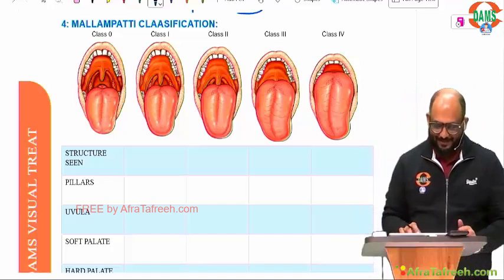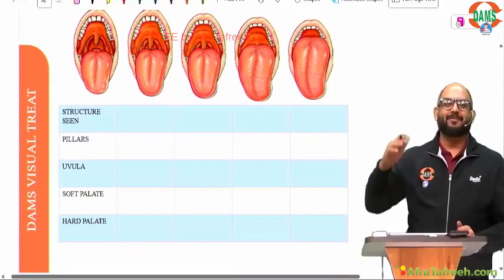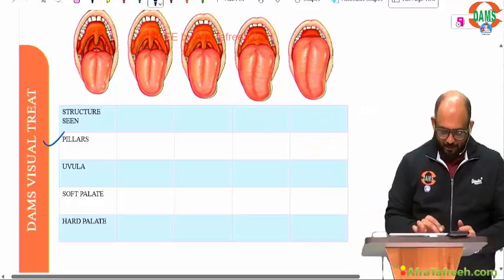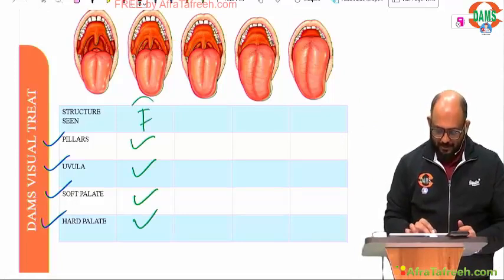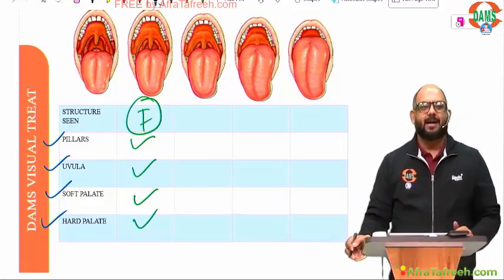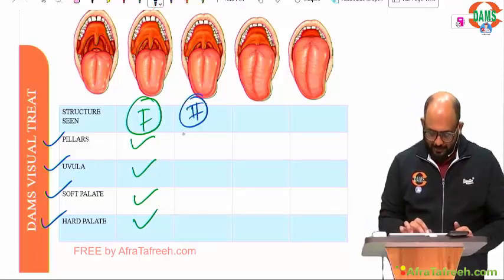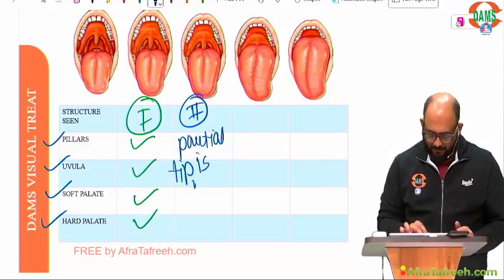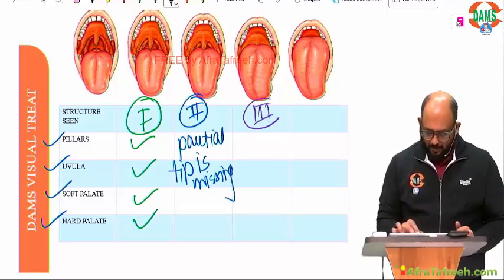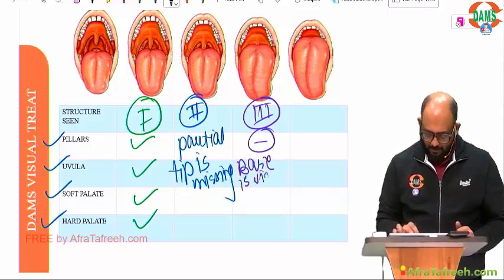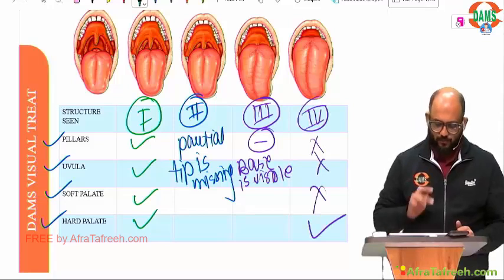Okay, so Mallampati is a classification in which you see 4 things: pillar, uvula, soft palate, hard palate. If you can see all the 4 structures clearly, completely, it is class 1. If you can see partial view of the pillar and tip of uvula is missing, it is 2. If you can see no pillar and only the base is visible, it is 3, and when you cannot see anything apart from hard palate, it is 4, right?